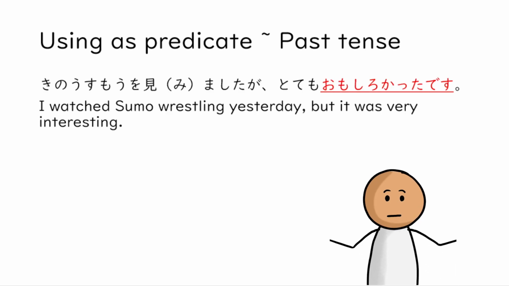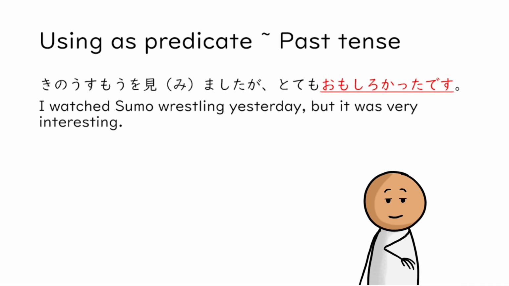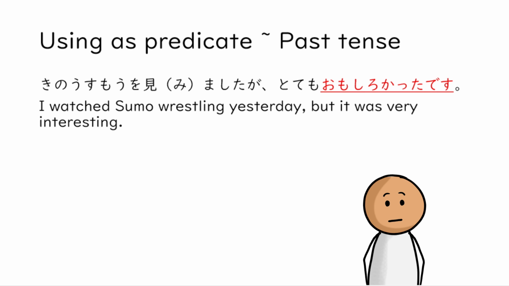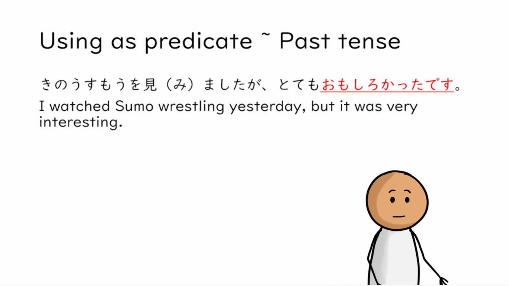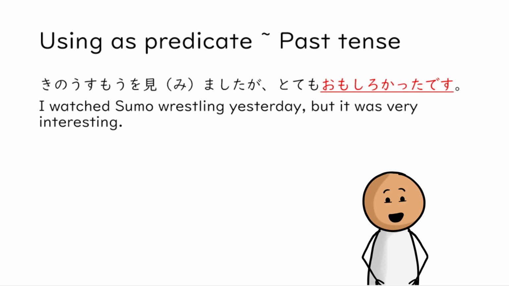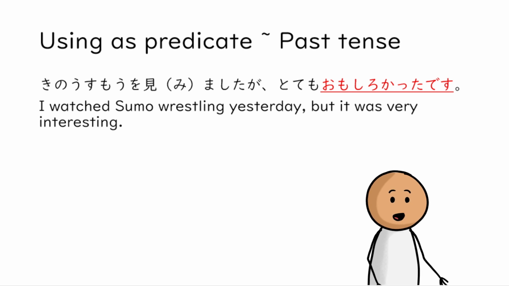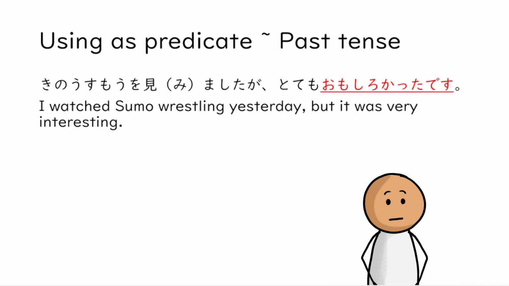Here are more examples. 昨日相撲を見ましたが、とても面白かったです。I watched sumo wrestling yesterday, but it was very interesting. 面白い is an i adjective that means fun and interesting. Although it's often interpreted as interesting, it also implies a sense of fun. Therefore, please be careful when you are using this word. If you are talking about something sad or serious, even if it's interesting, you should avoid using this word as it comes across as disrespectful.